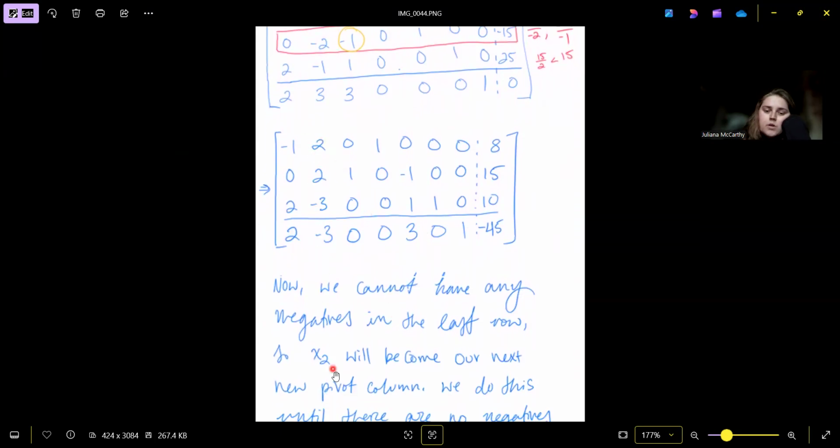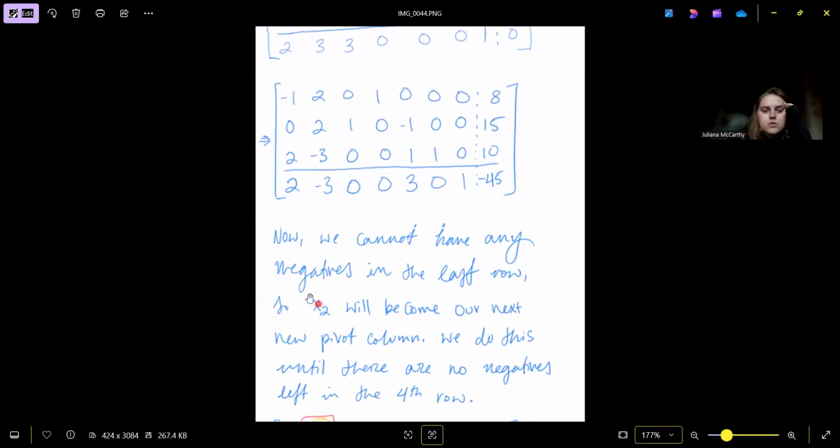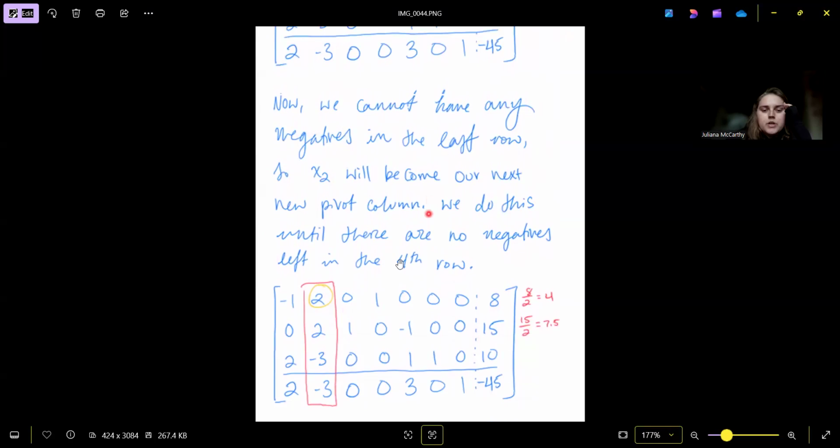So x2 will become our next new pivot column. We're just going to pretty much repeat this process until there's no more negatives here. And then whatever is here will be our final answer. So yeah, we cannot have any negatives in that last row. So this is our new pivot column. But we have to decide which of these is going to be our new pivot.